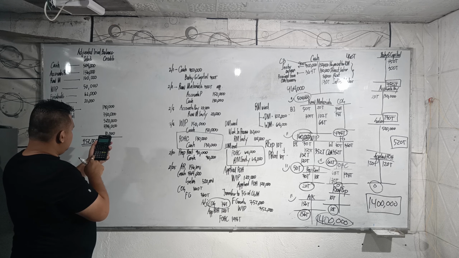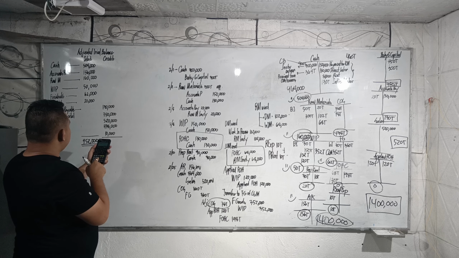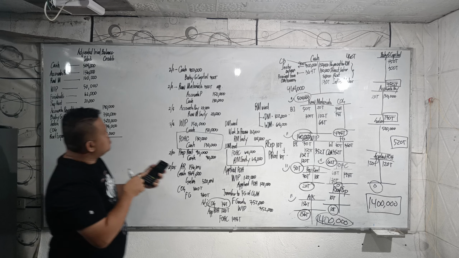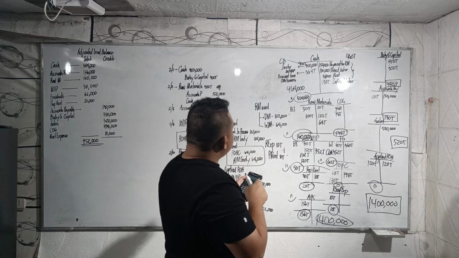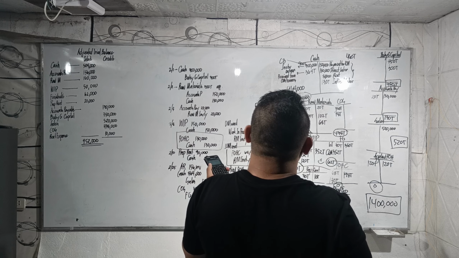And then 130 plus 750,000 plus 520,000 plus 438,000 plus 10,000. Oh, what's happening? Let's see. We have 504.